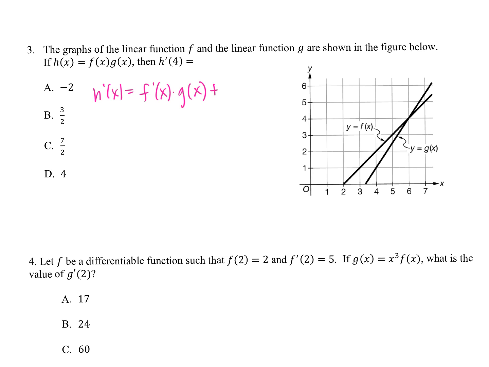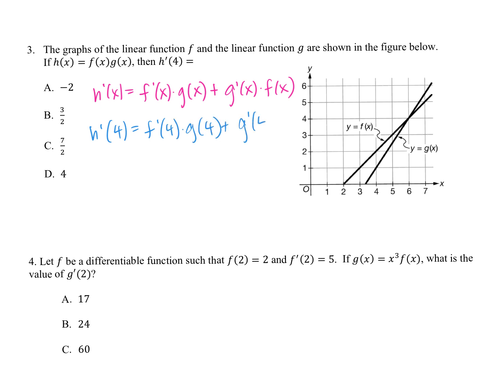F prime times g plus, what would product rule be then? G prime times f. You got it. G prime of x times f of x. Now, all of those x's need to get replaced by a 4. I apologize. We could have done this one in one step. Every x is going to get replaced with a 4.